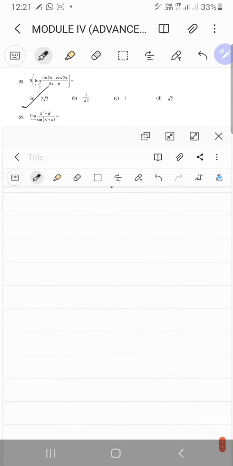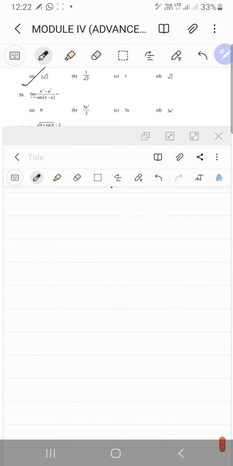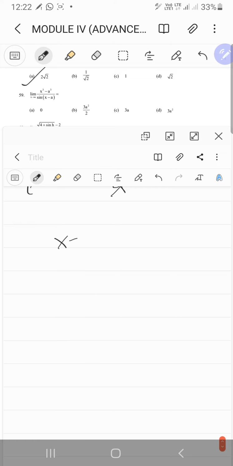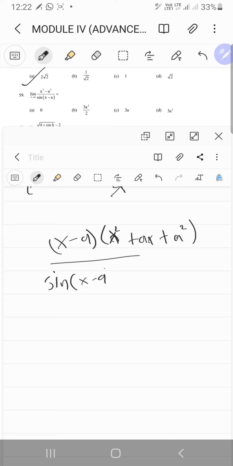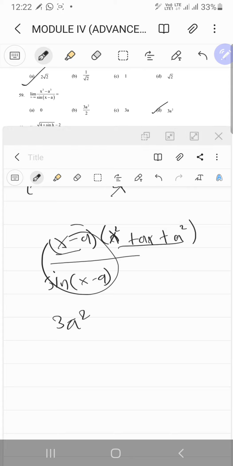Next question. x approaches a of x cubed minus a cubed upon sine x minus a. This is very doable. So it's just x minus a into x squared plus ax plus a squared, upon sine x minus a. As x approaches a, this thing approaches 0, so this complete thing is just 1. So put a into that thing. This should be 3a squared. Easy. Very easy. Next question.